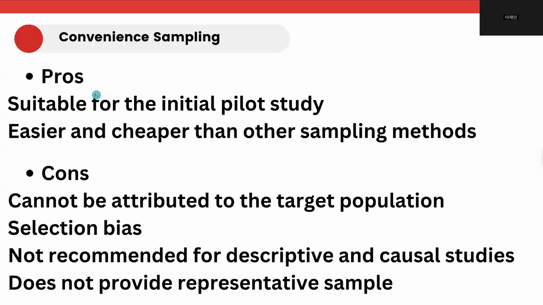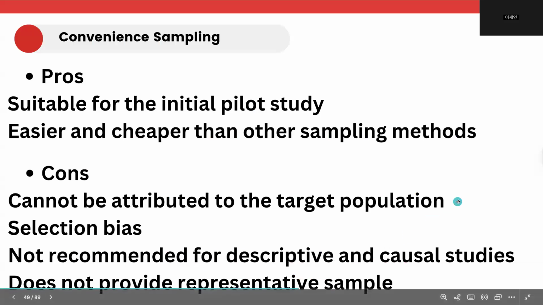So there are many pros, which are the advantages and positive aspects. It is suitable for the initial stage of the research, and easier and cheaper than other sampling methods. But the problems are that findings cannot be attributed to the target population, and you may have selection bias. Convenience sampling is not recommended for descriptive and causal analysis, which provide more descriptions and explanations, and it does not provide a representative sample.